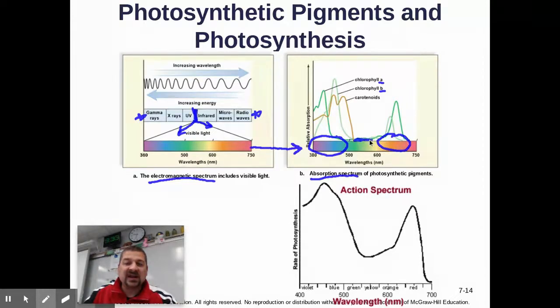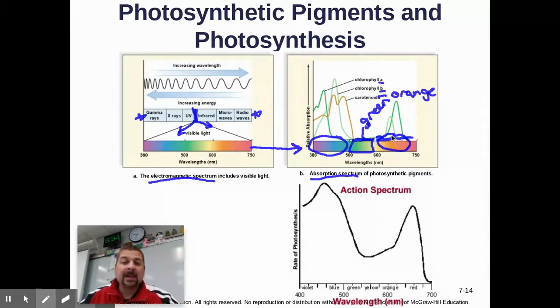Notice what colors they are not absorbing right here. Yeah, green. So what color does chlorophyll look? Green. It's absorbing the other wavelengths, but reflecting green back to our eyes. So that's why chlorophyll is a green pigment, because that's what it's not using, it's reflecting. Same with carotenoids. You can see it absorbs a lot of the blues and blue-greens, but it reflects the oranges and the yellows. So it has more of an orange color because it's not absorbing it, it's reflecting it back to our eyes.